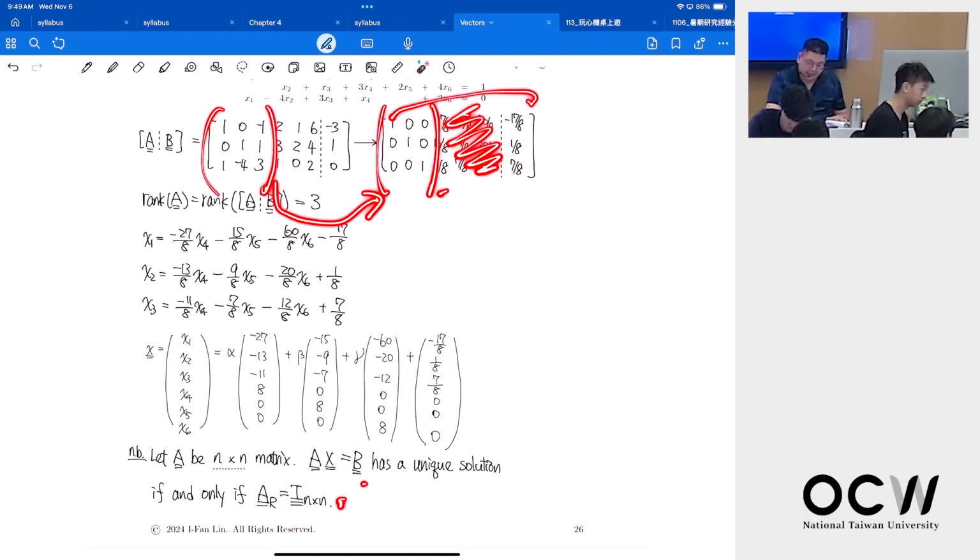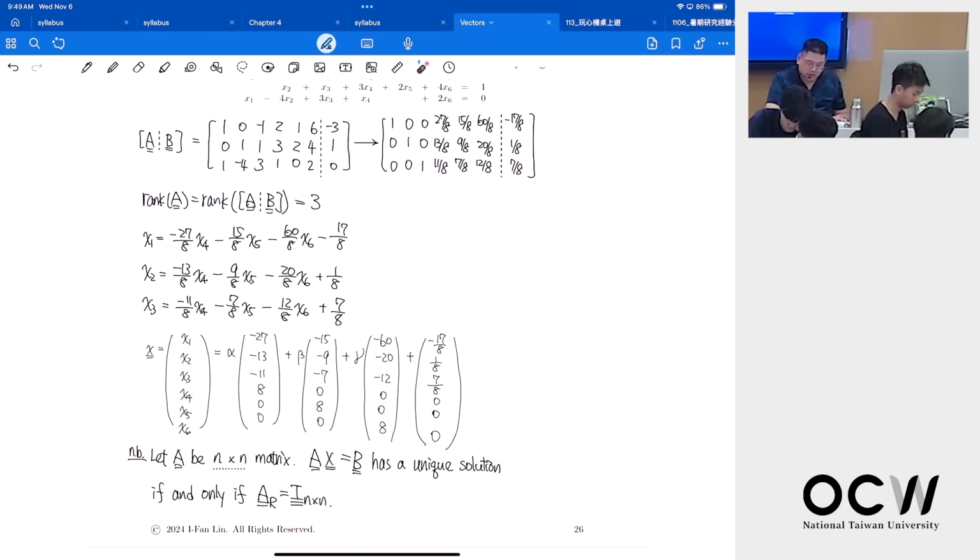x1 is exactly equal to minus 17 over 8, x2 will be 1/8, x3 7/8, right, if I have the identity matrix as my reduced matrix. But in this example, this is my reduced matrix. It is not the identity matrix because I still have something later on. So the solution cannot be unique. That's why we have the parameters, the coefficients. If we don't have this, then x1 has no other answer, just minus 17/8. So if the reduced matrix is an identity matrix. Okay.